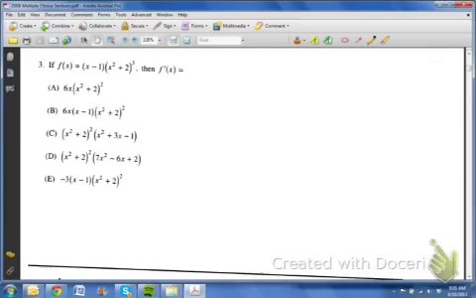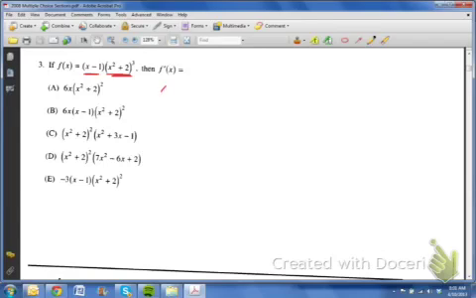All right, number 3, we're asked to take the derivative of this function. We're going to be using a couple of our derivative rules. We've got a product of 2 functions. We've got x minus 1 times x squared plus 2 cubed. And that x squared plus 2 cubed, that's a composite function. It's one function inside of another one, so we're also going to have to use the chain rule.